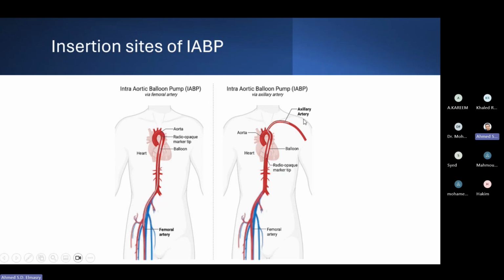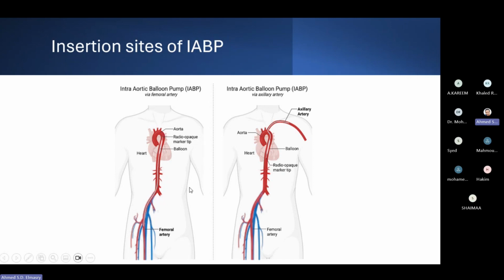The alternative approach is the axillary approach, if you don't have access through the femoral artery, like a patient with peripheral vascular disease. You can put a graft in the axillary artery and introduce the catheter through it, so the tip will be above the level of the renal arteries, and the end of the balloon will be distal to the subclavian artery.